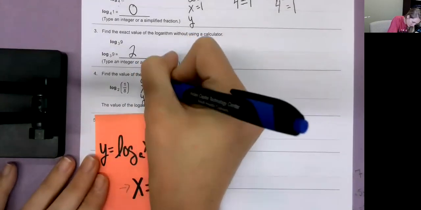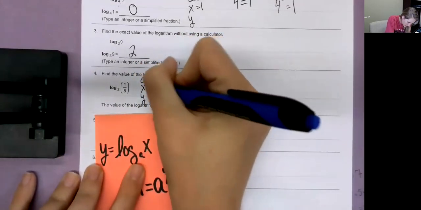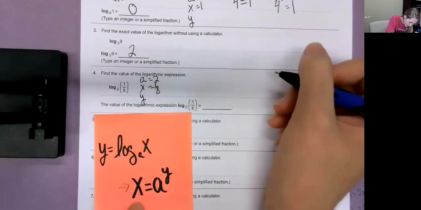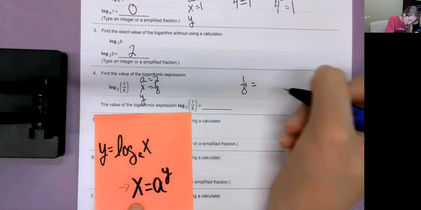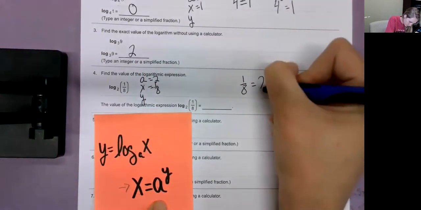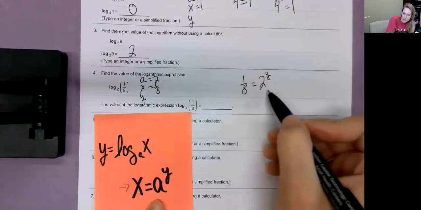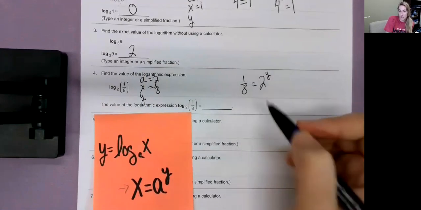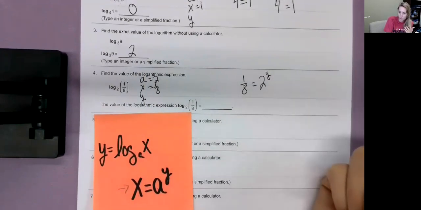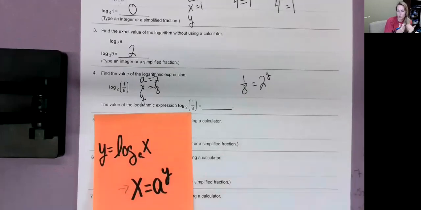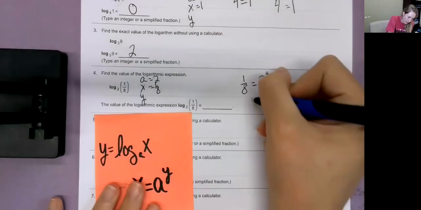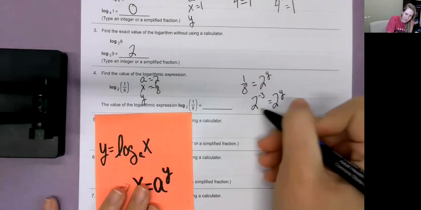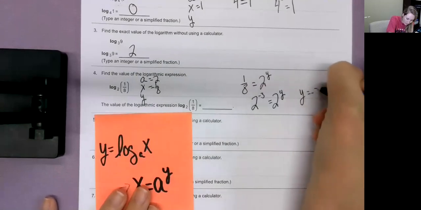a, x, y. a is 2, x is 1/8. So we have 1/8 equals 2 to the y. So we need to get our bases the same. So I need this 8 to be a base of 2, and I can do that because 2 to the 3rd power would be 8, and then for it to be under 1, it means it's a negative 3. So I have 2 to the negative 3rd power equals 2 to the y, and then since our bases are the same, y equals negative 3.